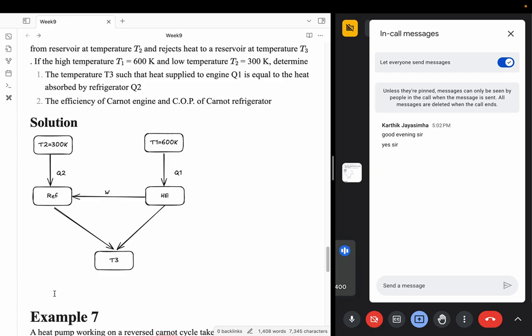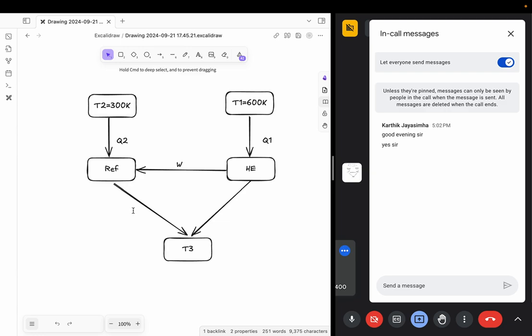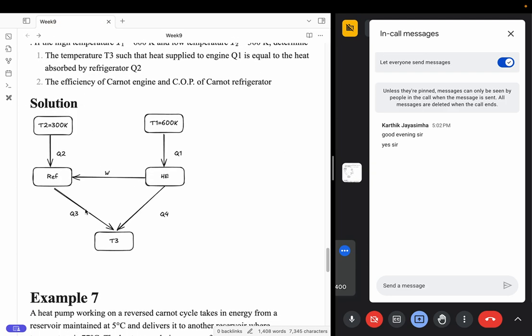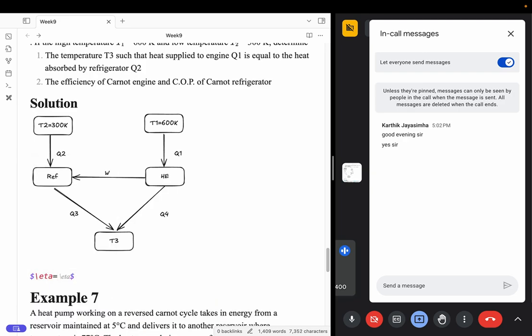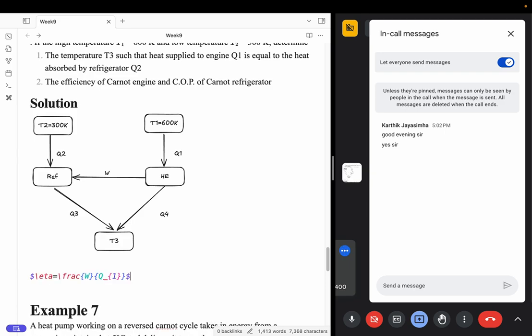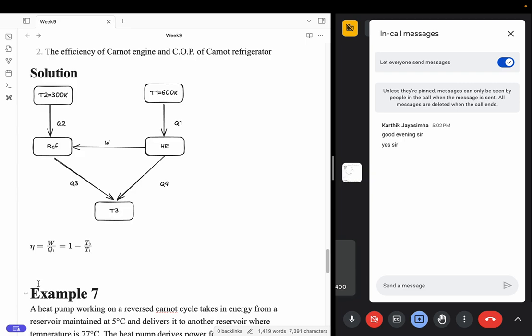So you always start with your Carnot efficiency, and then you know this is the work done. So you know Q2, so that will give you Q3 here, or give it whatever name you want. Let's say this is Q3, and let's say this is Q4. So how do I relate it? Eta for the heat engine is W by Q1, and that is 1 minus your sink temperature by source temperature, T3 by T1.